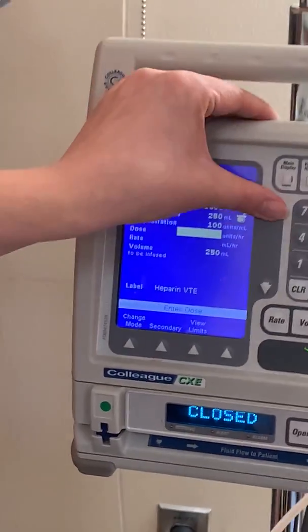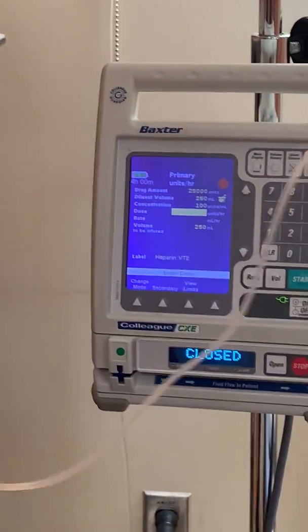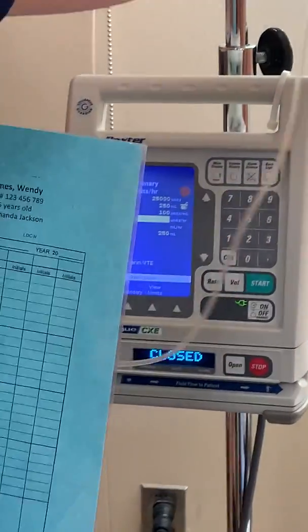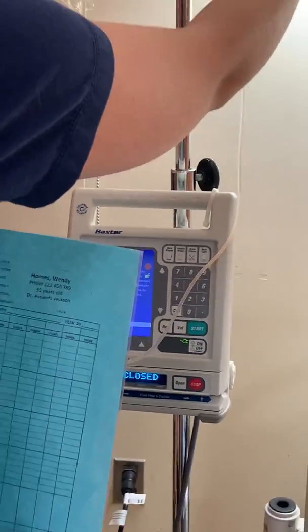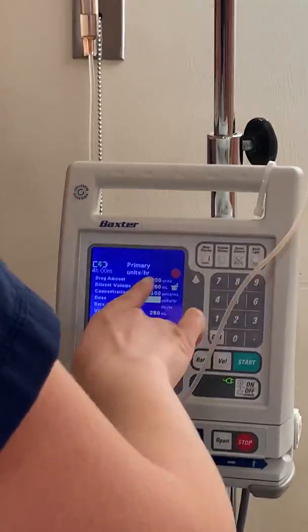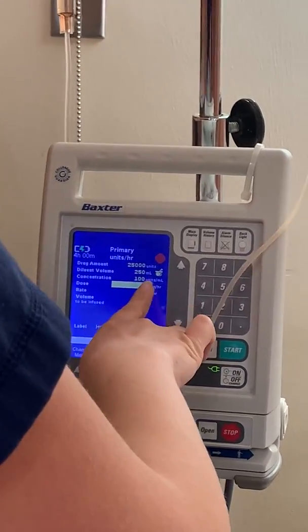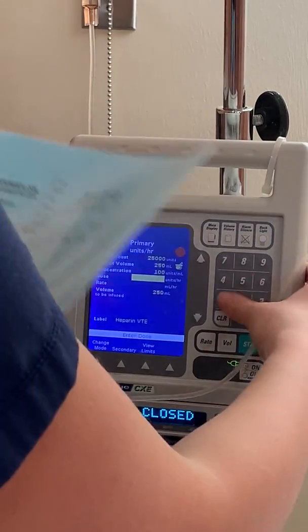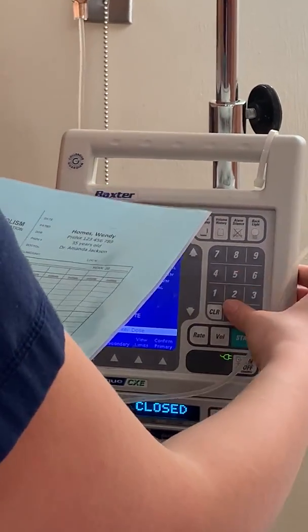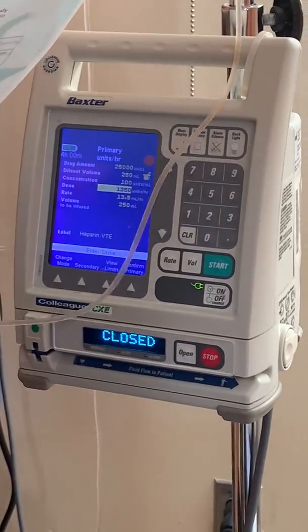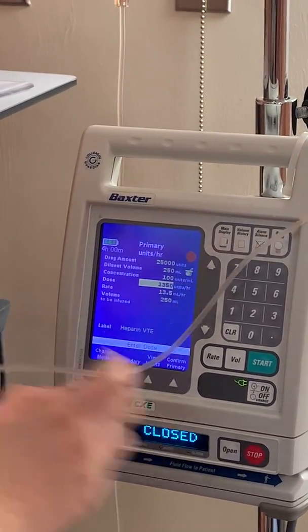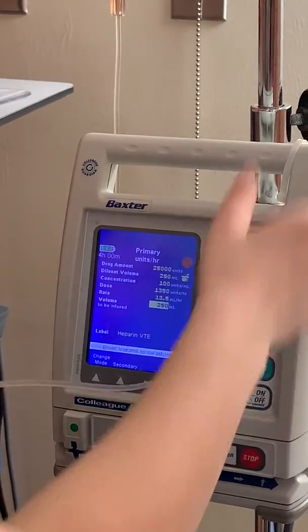Now going over, I'm going to pick up my MAR here and look at my label as well. And I know that the drug amount in the bag is 25,000 units, and there is the diluent volume of 250 ml, giving the concentration of 100 units per ml. Now the dose I already know is 1350 units an hour, so I'm going to type in 1350 units an hour, as indicated on my label, 1350 units an hour, which is equivalent to 13.5 mLs an hour. And I know there is a volume in the bag of 250 mLs.